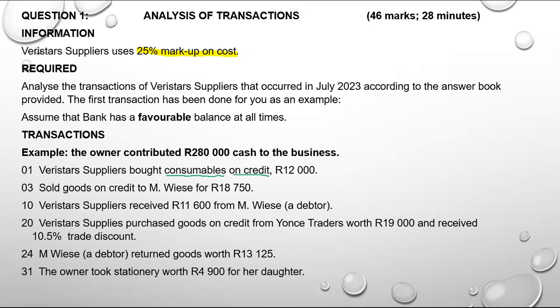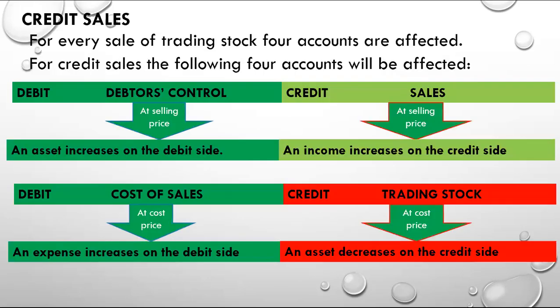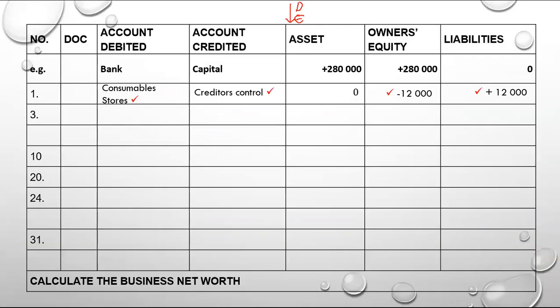Let's go to transaction number 2. What does transaction number 2 say? It says we sold goods on credit to M Vise for 18,750. Whoa, this is credit sales. So for credit sales, what did I say? 4 accounts will be affected, which are these 4 accounts over here. We will debit debtors control at selling price, which is what I'm going to be doing. Then you credit sales at selling price.